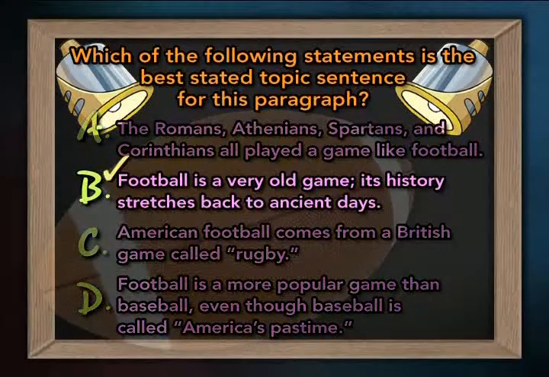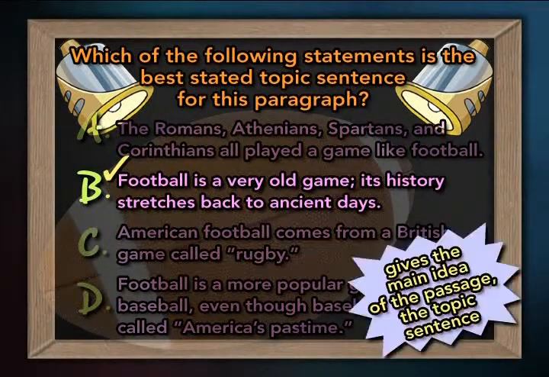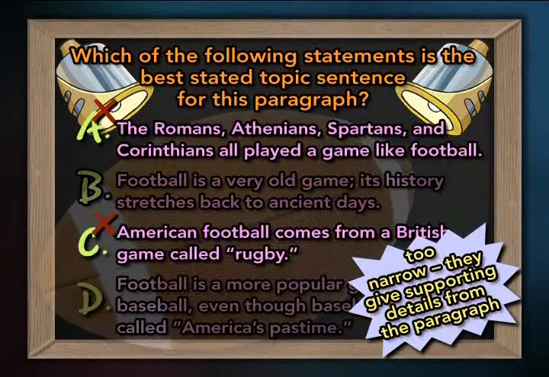The correct answer is B, because only B gives the main idea of the passage, the topic sentence. I'm going to do this through process of elimination. I know it can't be A or C because they're much too narrow. They actually are supporting details. The Romans, Athenians, Spartans, and Corinthians all played a game like football. A, that's a detail about it. So is C, American football comes from a British game called rugby. Those are small parts of the information. They're not the overarching idea that I have here.